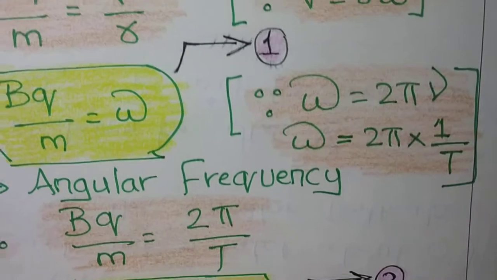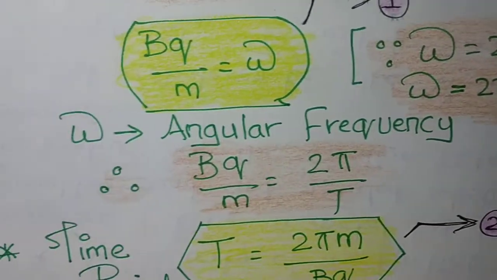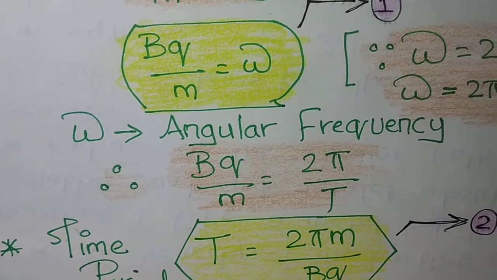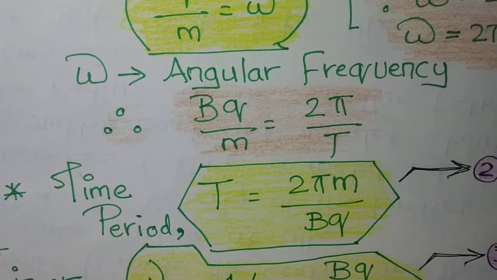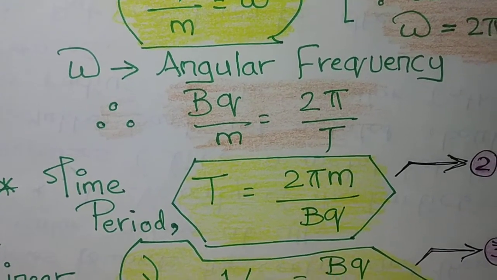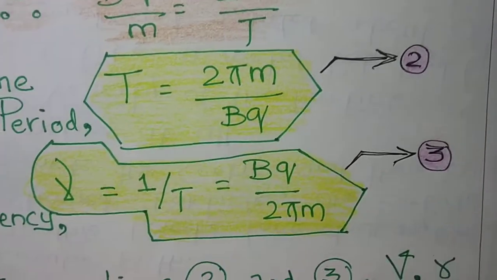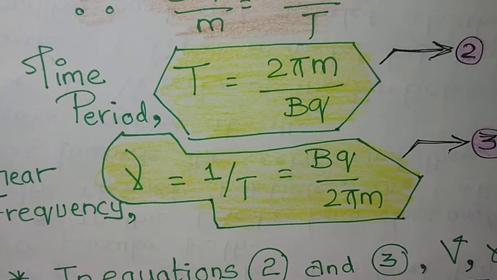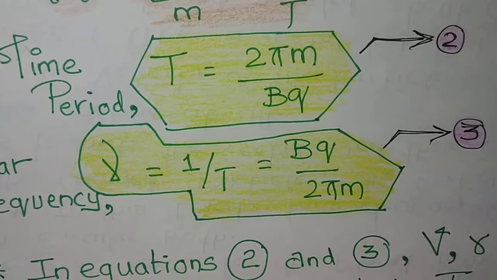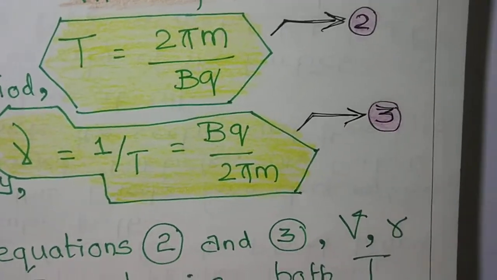We also know that the angular frequency omega is equal to 2 pi into the linear frequency nu. Here, nu is equal to 1 by T. So omega is equal to 2 pi into 1 by T. Here BQ by m is also equal to 2 pi by T, or else we can find out the time period of the revolution of the charged particle. Capital T is equal to 2 pi m by BQ, which is taken as equation 2. Also we know that the linear frequency is equal to the reciprocal of time period, 1 by T, which is also equal to BQ by 2 pi m. This is taken as equation 3.